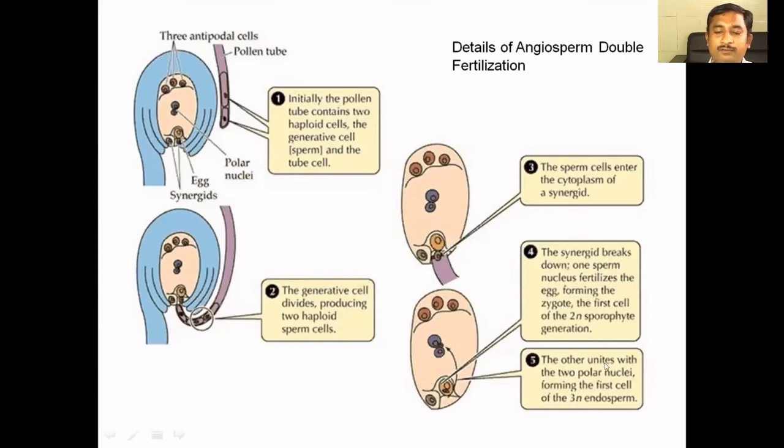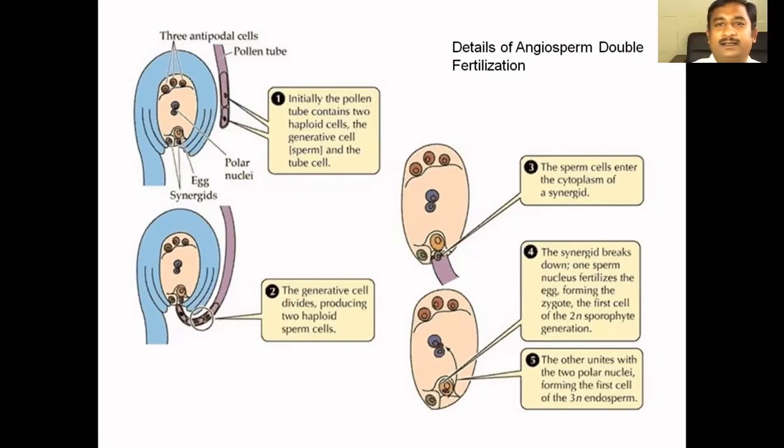You are clear? Sir, I couldn't get your last point because of network connection. The last point is: one fertilizes the egg cell, and that becomes a zygote. Another goes and fertilizes the polar nuclei, and that becomes endosperm. Just remember, there is endosperm and there is a zygote.